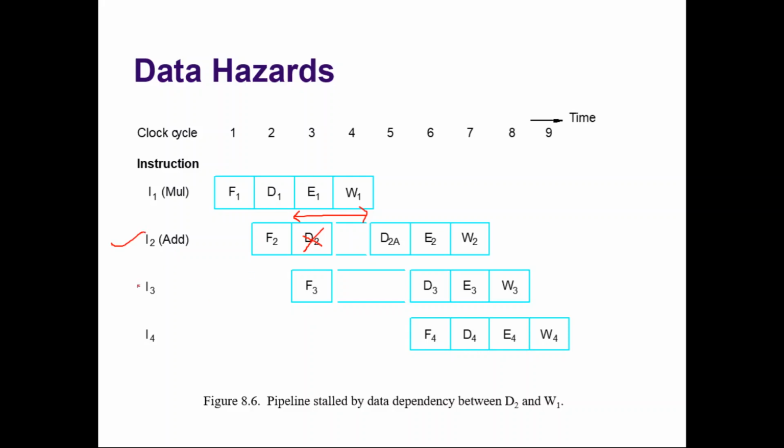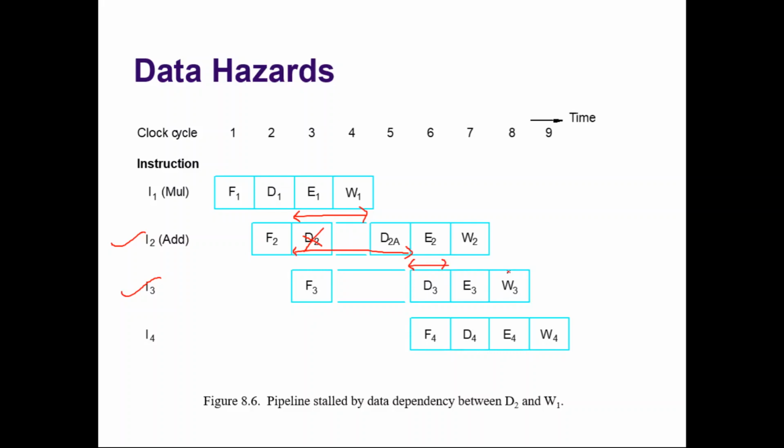Now for the further instructions also, the pipeline will be stalled by two more clock cycles. Instruction 3 will be fetched during clock cycle 3, but it won't be decoded, because until instruction 2 is decoded, you cannot decode instruction 3. The decode unit is not available. Instruction 2 is holding the decode unit from this time to this time. It's not available for anybody, right? So instruction 3 can decode only at this time, then it will execute and then it will write.